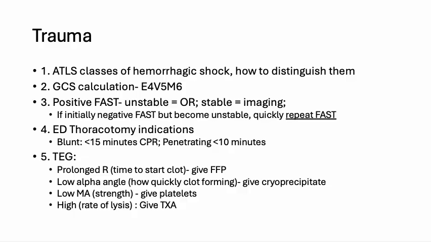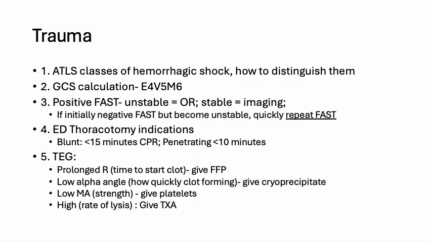GCS calculation will be an easy point on the exam. Remember that the eye component has 4 points possible, the verbal has 5 points possible, and motor has 6 points possible, and that motor is the best classification of neurologic injury.